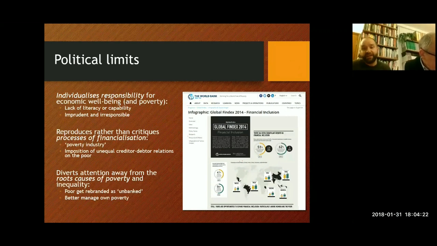So a focus on financial inclusion and financial inclusion initiatives arguably complements a process of neoliberalization. It diverts attention away from the root causes of poverty and inequality, and rather it becomes, in the terms of some critiques, a way to manage poverty, to provide the tools for poor people to manage their own inequality rather than addressing the root causes of that inequality.